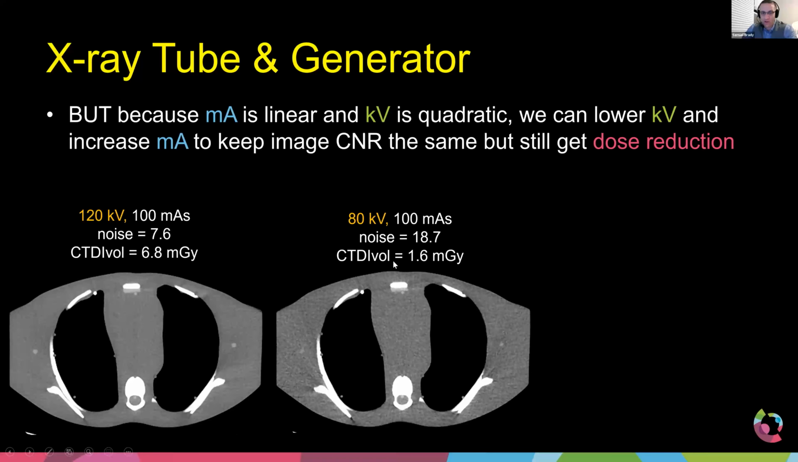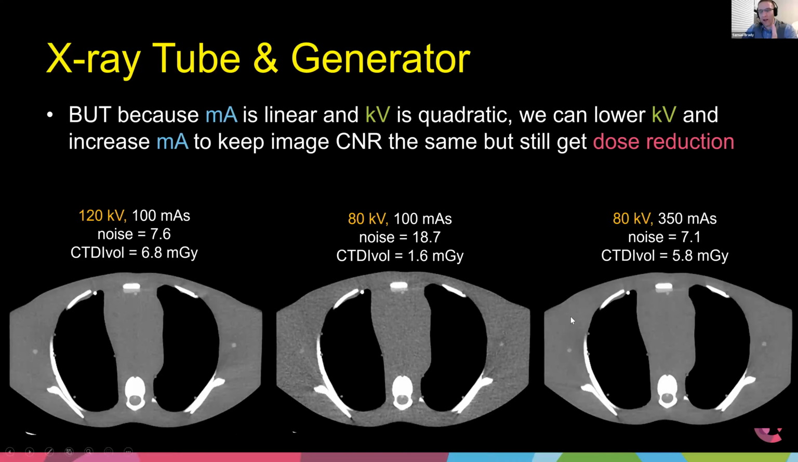Now, I got a great dose reduction, as we predicted, but the image quality went down. Radiologists, as much as they are all about lower radiation dose, are not all about reducing their image quality too. They still need to be able to do their job. So what happens if I reduce down to 80 kV, but keep my noise roughly the same? Well, the only way to keep the noise the same is to increase my mA, my radiation output. And so I did increase it.